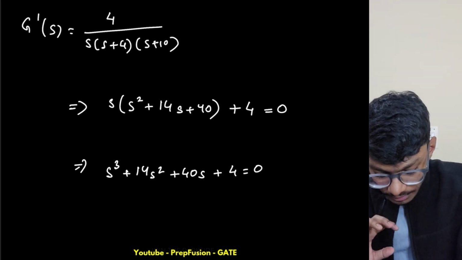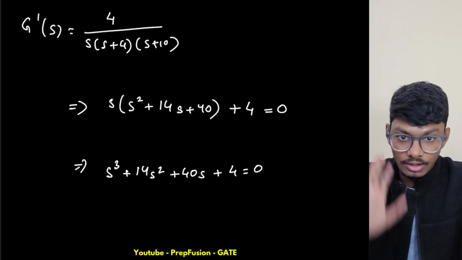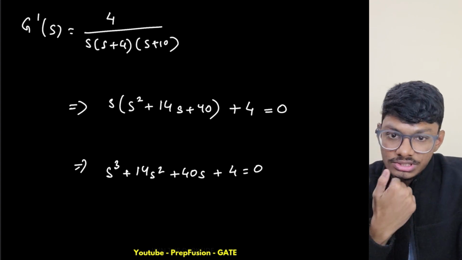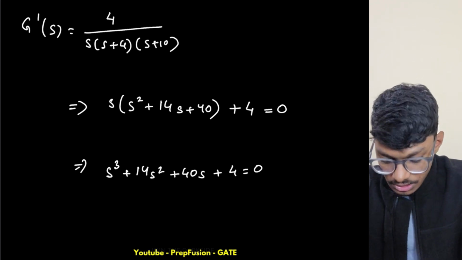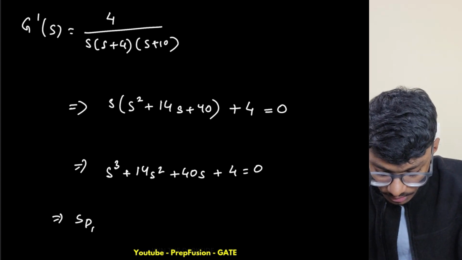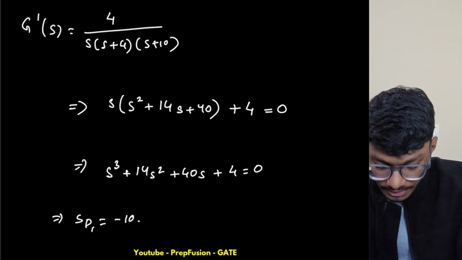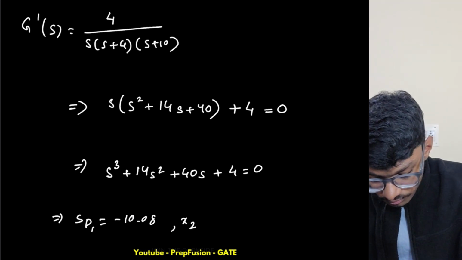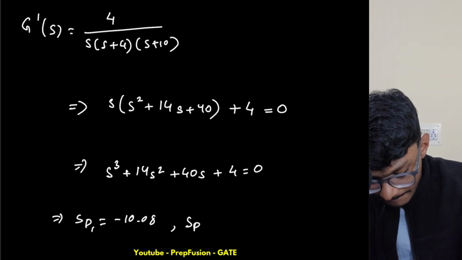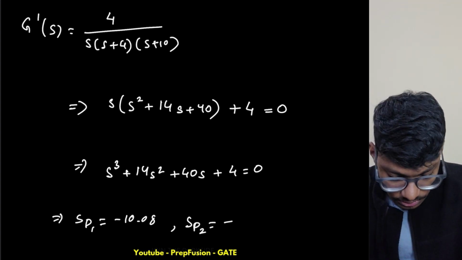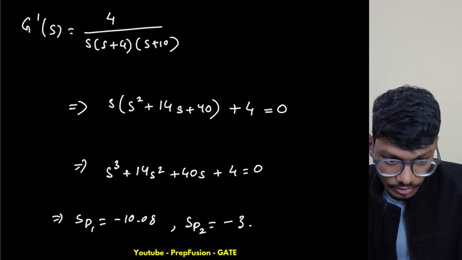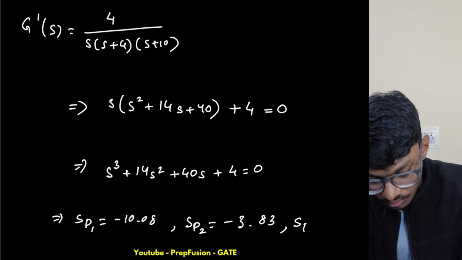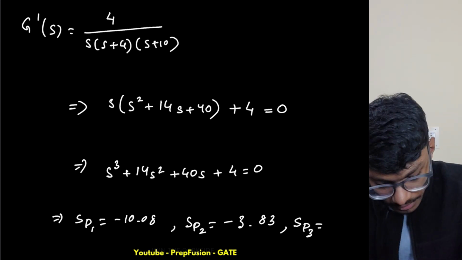Here I have already used an online calculator, else we won't be able to analyze this. If we use the online calculator to find the roots of this one, my first root will be minus 10.08. My second root will be minus 3.83, and my third root will be minus 0.1.